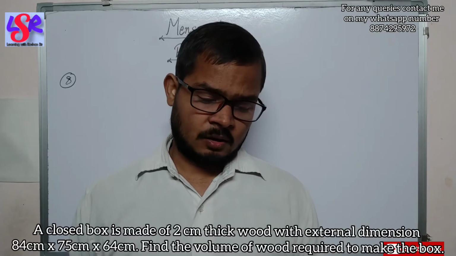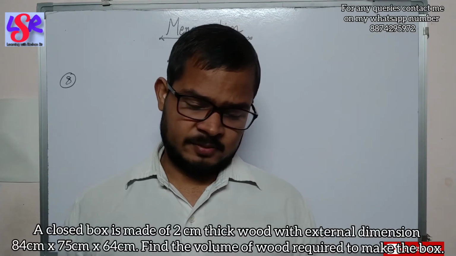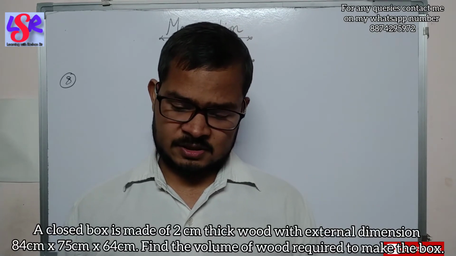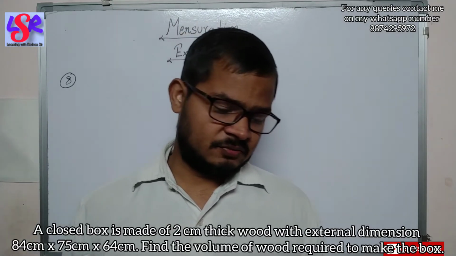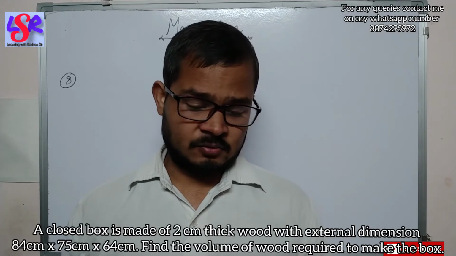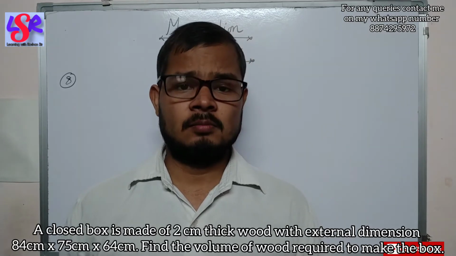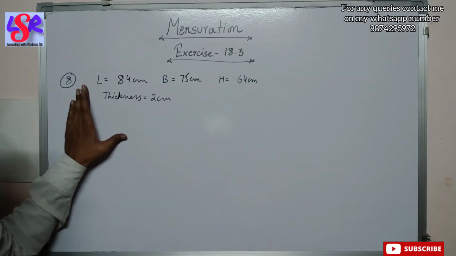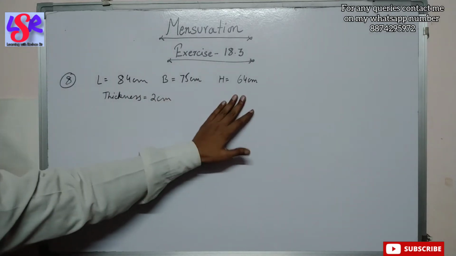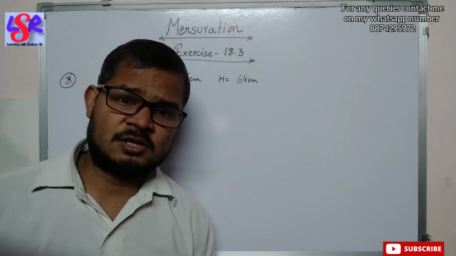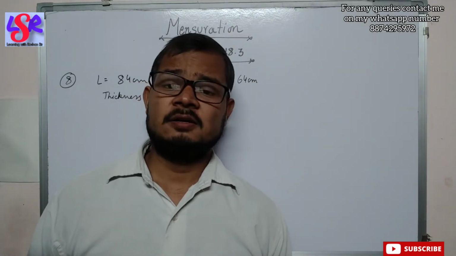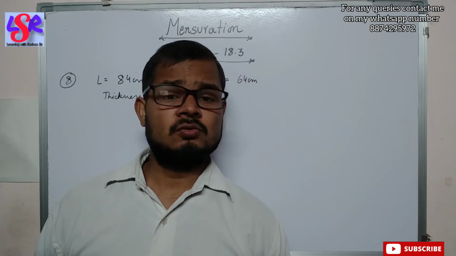Now let's see question number 8. Here we have a closed box made of 2 centimeter thick wood with external dimensions as 84 centimeter into 75 centimeter into 64 centimeter. Find the volume of wood required to make the box. Now here in this question we have the external dimensions, that is length, breadth and height, as 84 centimeter into 75 centimeter into 64 centimeter respectively. And here the thickness of the box is given as 2 centimeter.